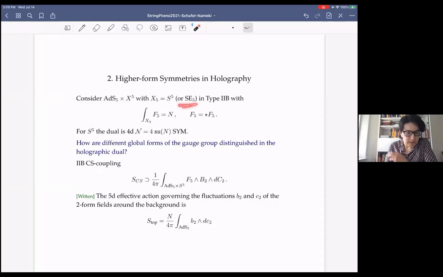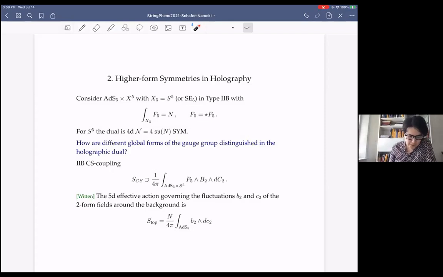We can also generalize it to Sasaki-Einstein, but really the simplest thing is to look at this compactification. We have 5-form flux, and that's dual to 4d N=4 super Yang-Mills with gauge algebra SU(N). Let's start with that. One question is, how do you distinguish the different global forms from this bulk perspective? There should be different holographic duals depending on what global form the boundary theory has taken.